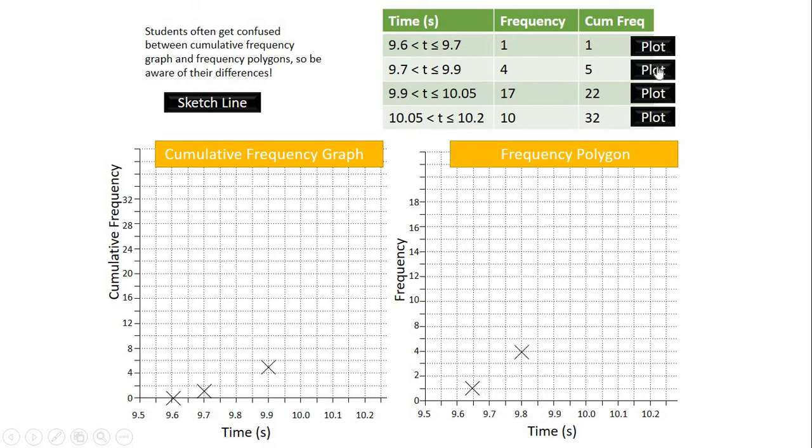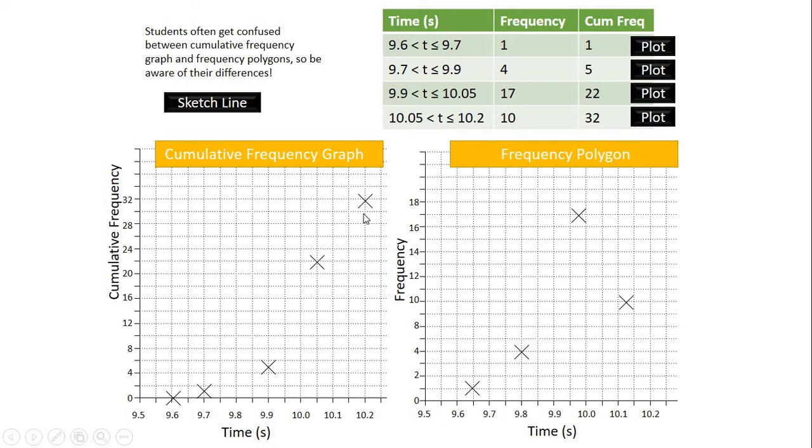For the next value, for the cumulative frequency at 9.9 we plot 5, but for a frequency polygon we'd plot at 9.8, we plot in the middle of the value and we just plot the frequency, which is 4. For the next value then, again for cumulative frequency at the end of the interval you are plotting the cumulative frequency total, but for a frequency polygon you are plotting in the midpoint of the data just the frequency.